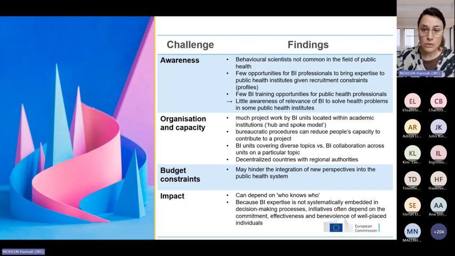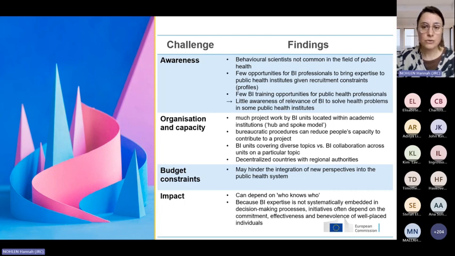Interviewed experts also highlighted differences in organization. So in decentralized countries with regional authorities, there may be BI teams at regional level that, for example, also collaborate with other BI teams at regional levels. But in other administrations, collaboration on BI activities may occur on a particular topic across units, which may be more feasible than having a central BI unit that covers a range of topics.